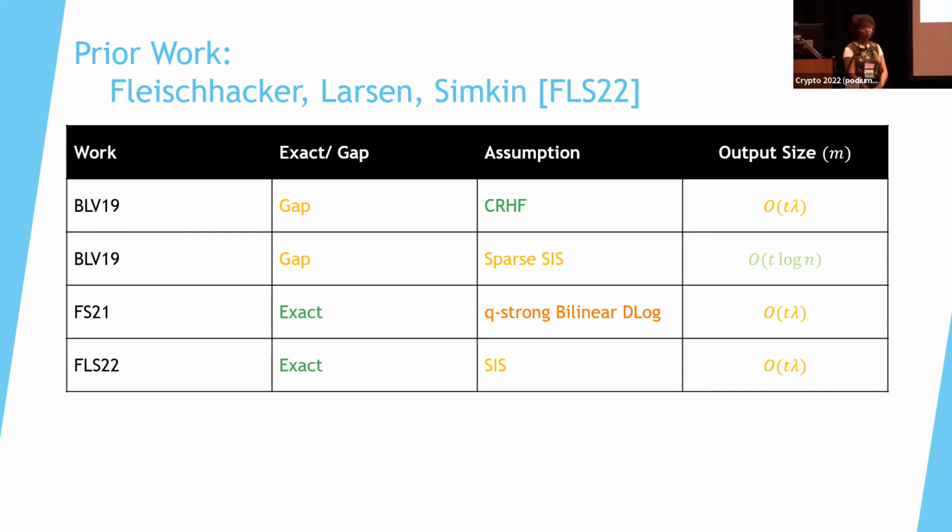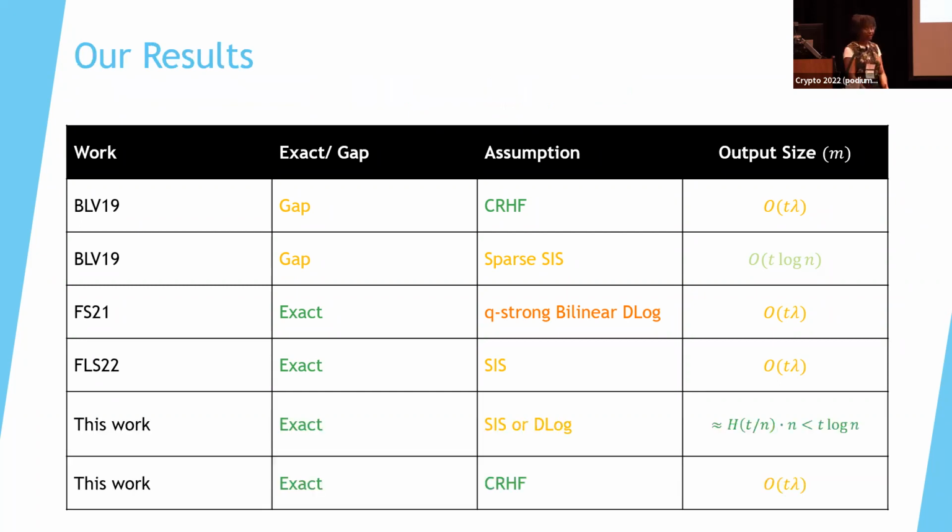So an immediate question that we can ask after this is, can we get some better compression on the output size of M? And can we get a construction for exact Hamming on some more minimal assumptions? And the answer to that, as we show in this work, is yes, we can do both of those things. So in this work, we present two constructions for the exact Hamming predicate, the first based on SIS or discrete log, and the second based on standard collision resistance.